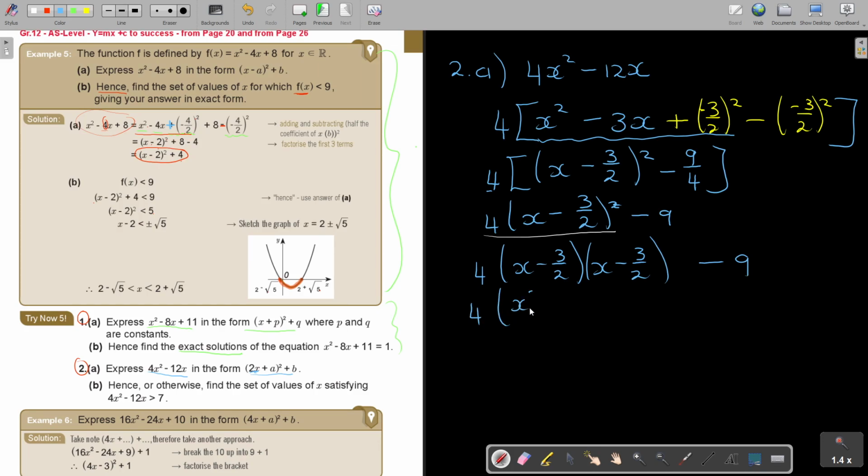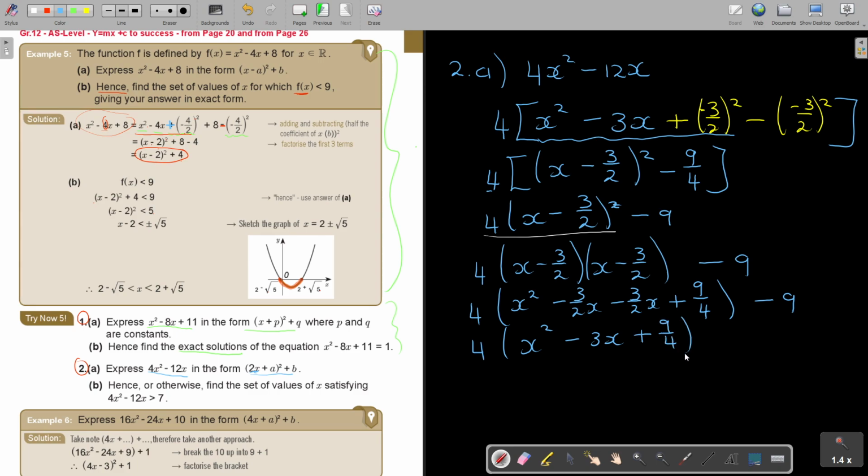So you're going to get x squared minus 3/2x minus 3/2x plus 3 times 3 is 9/4 minus 9. Okay, so you're going to get x squared minus, this is going to be 6/2. Do you see? So 6/2 is going to be -3. Do you see that? So it's -3x plus 9/4.